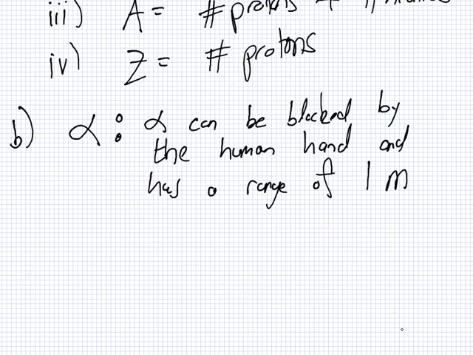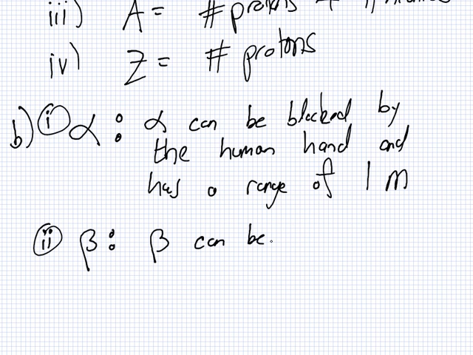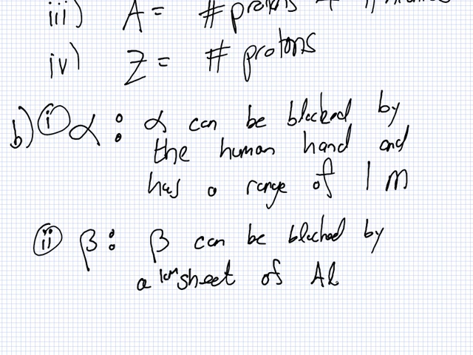Right, is that B part 1? Yes. So what's part 2? Same for beta. Ah, sweet. Beta, right. So beta can be blocked by what? Foil. Yeah, a sheet of aluminium or something like that. Blocked by, we'll say, a 1 centimeter sheet of AL. AL is aluminium, isn't it? And the range. 1 kilo.